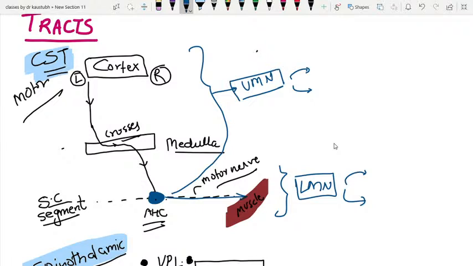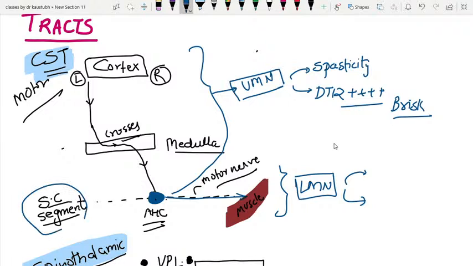So to understand the important points about upper motor neuron and lower motor neuron palsy: upper motor neuron palsy will have spasticity and deep tendon reflexes will be brisk, exaggerated. Whereas in lower motor neuron palsy, with injury at the same spinal segment level, what will happen? Your anterior horn cell or your motor neuron has been damaged, so the muscle will become flaccid and the deep tendon reflex will be absent. This is what we need to basically understand.